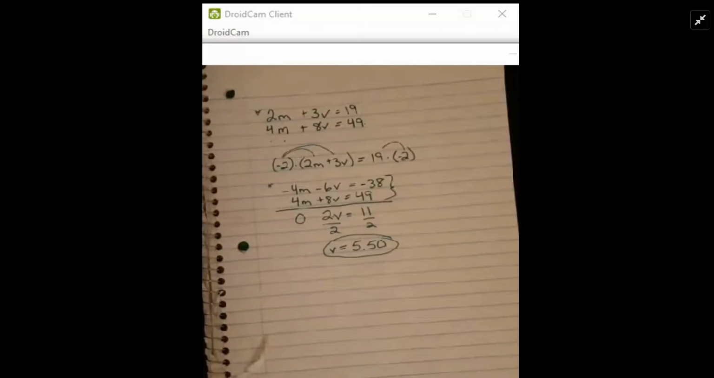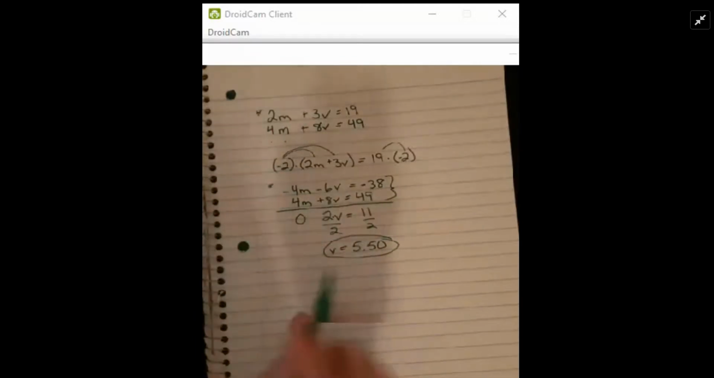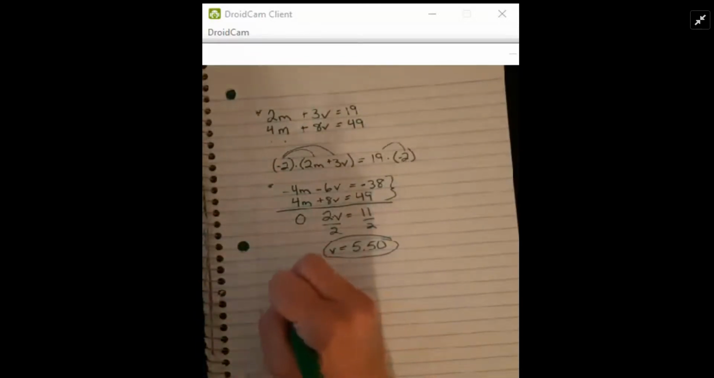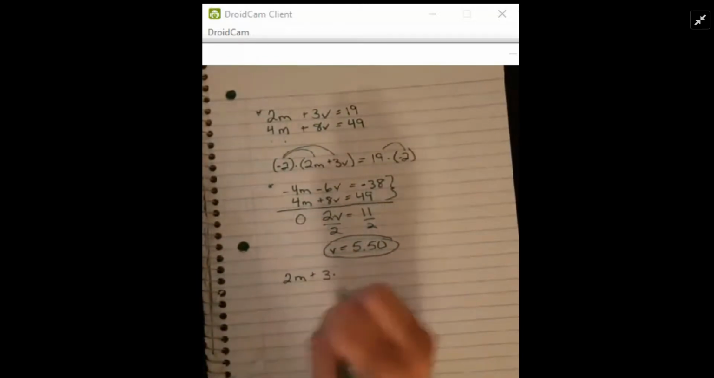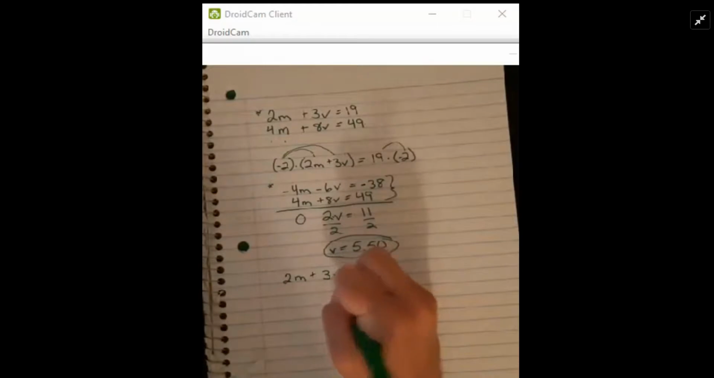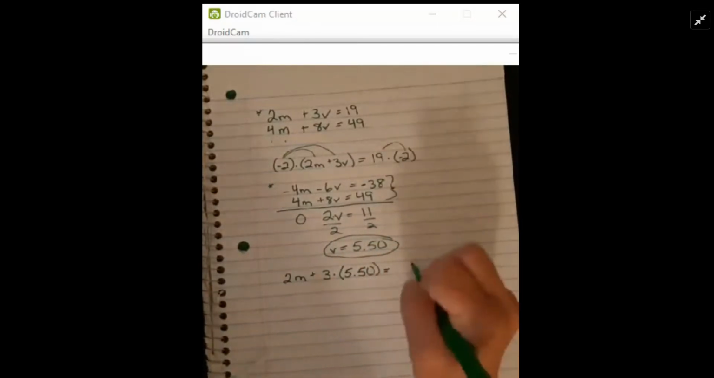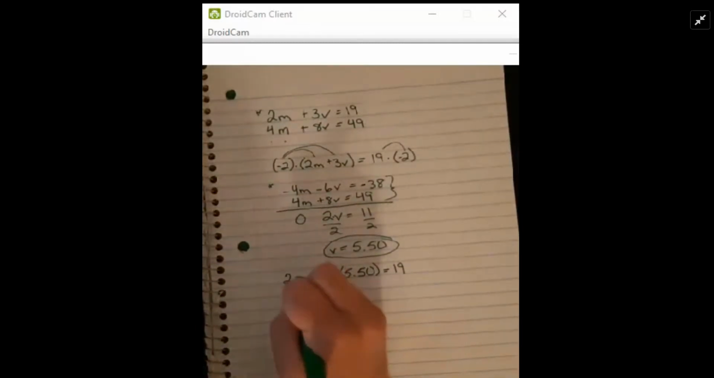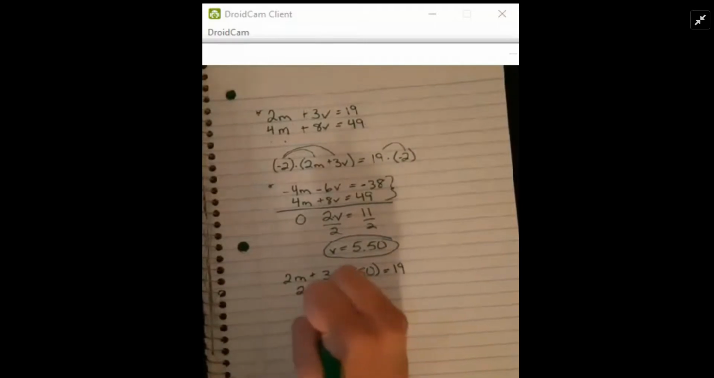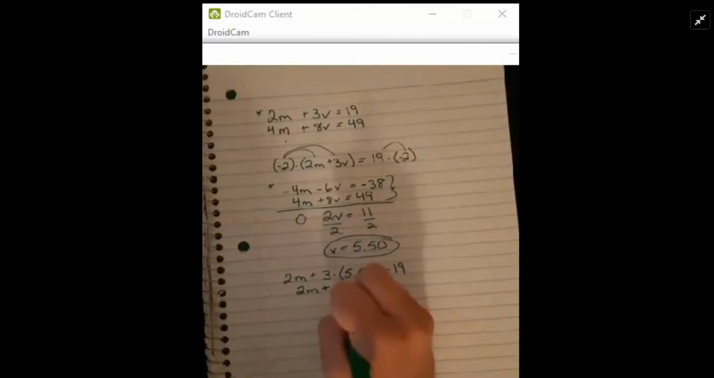So to get that m value, you can pick whichever equation you like, whichever one fits you best. They're both solving for the same system, so whichever equation you like. I'm going to use the first equation just because it has smaller numbers. So 2m plus 3, instead of the v, I'm going to use the 5.50 because we know that v now equals 5.50. And that should equal 19. Okay, so 2m, 3 times 5.50 is 16.50.